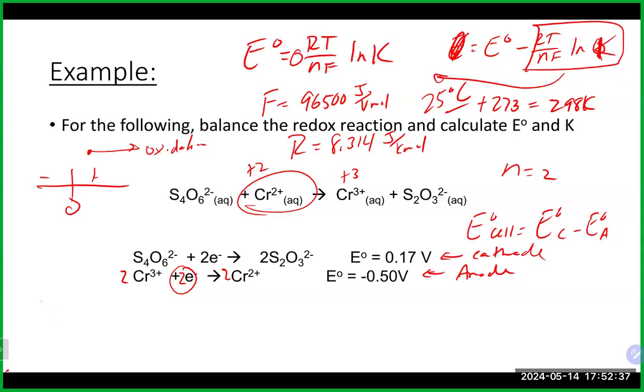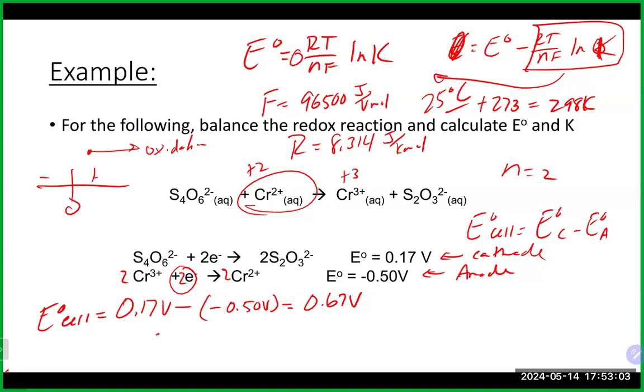So we can calculate our E of our cell. Once again, here, I'm not going to change the sign, so I'm going to subtract. And by subtracting, it will change the sign for me here. If I do that, 0.17 minus negative 0.5, looks like 0.67 volts in this case. That's pretty much everything I need.